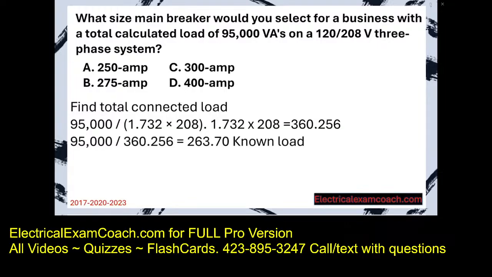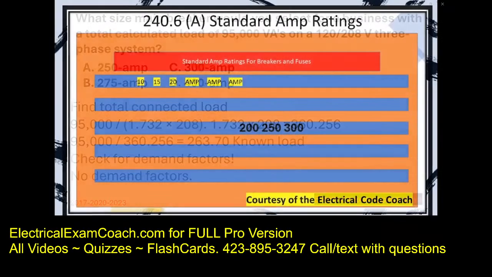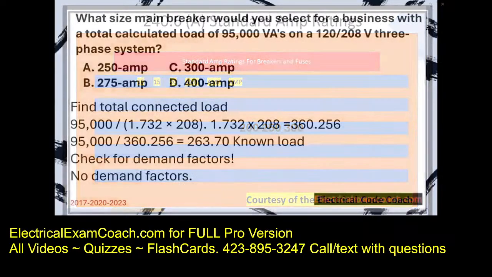Now we can do our math, and after we divide it out, we end up with 263, and of course we would round up in this case. There are no more demand factors, so we head to table 240.6a and choose the next standard size. And this is where the beauty happens.